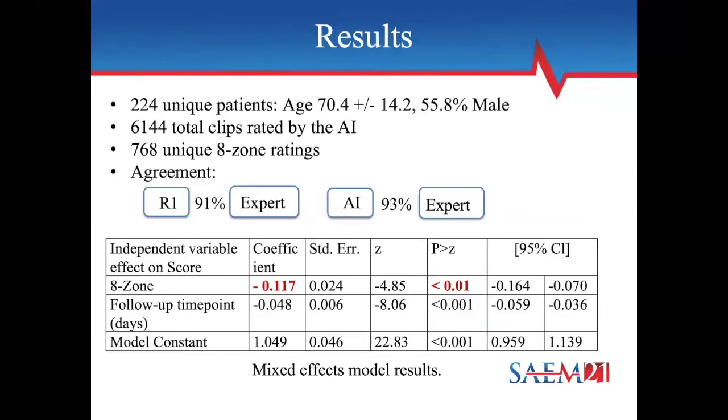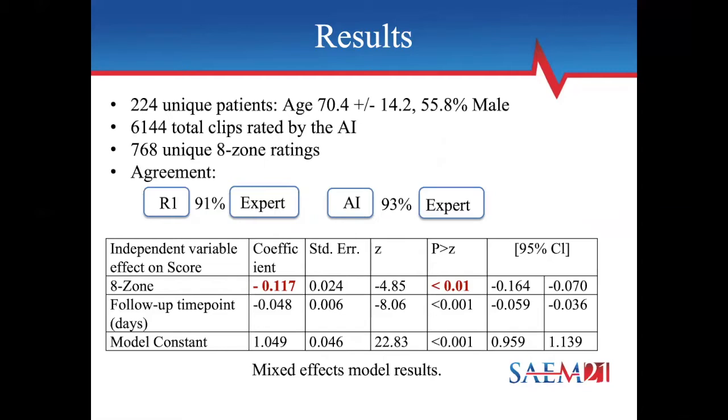In terms of results, the analysis included 768 sets of 8-zone ratings from 224 unique patients. Average age was 70 years old, and 55% or 56% of the sample was male. The agreement between the AI and expert ratings was 93%. The agreement between the researcher and the expert was 91%.